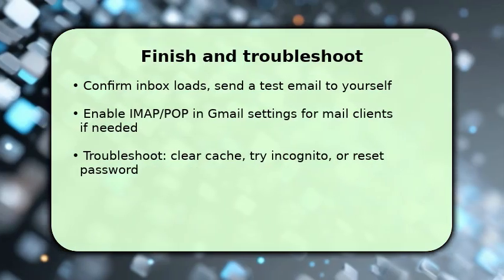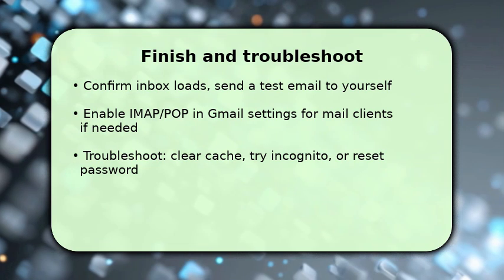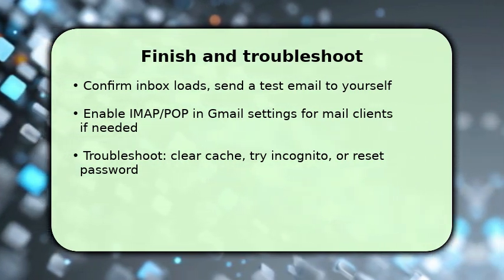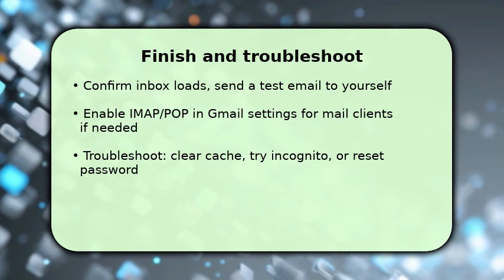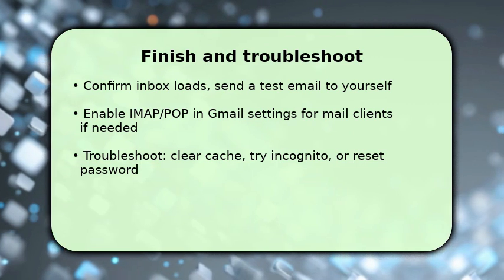You should now see your Gmail inbox. Send a quick test email to yourself to confirm sending and receiving. If you use a mail client like Outlook or Thunderbird, open Gmail settings, enable IMAP or POP, and follow the client setup with your email and app password if two-step is on.